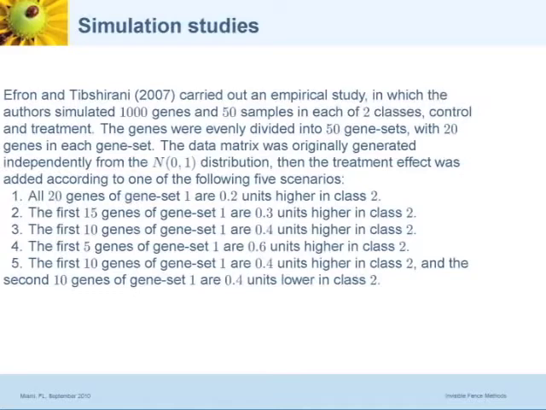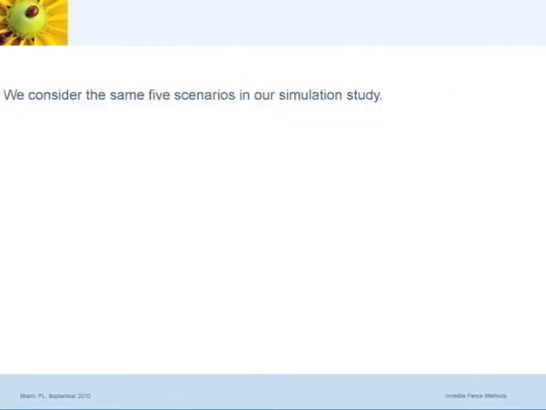In the first scenario, all 20 genes of gene set 1 are 0.2 unit higher in class number 2. Remember, class number 2 corresponds to treatment. In the second scenario, the first 15 genes in gene set 1 are 3.3 units higher in class 2. Then there are some other scenarios that were considered. Now we considered the same 5 scenarios in our simulation study.